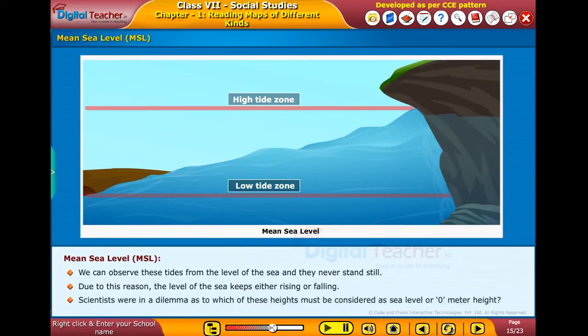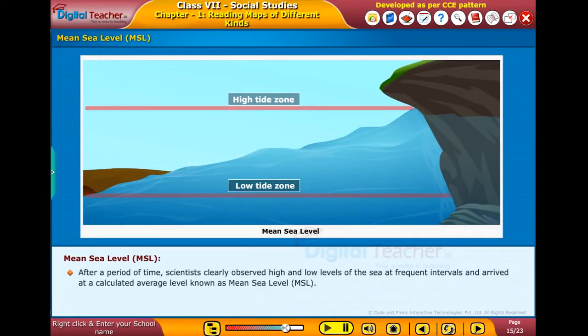Scientists were in a dilemma as to which of these heights must be considered as sea level or 0 meter height. After a period of time, scientists clearly observed high and low levels of the sea at frequent intervals and arrived at a calculated average level known as mean sea level.